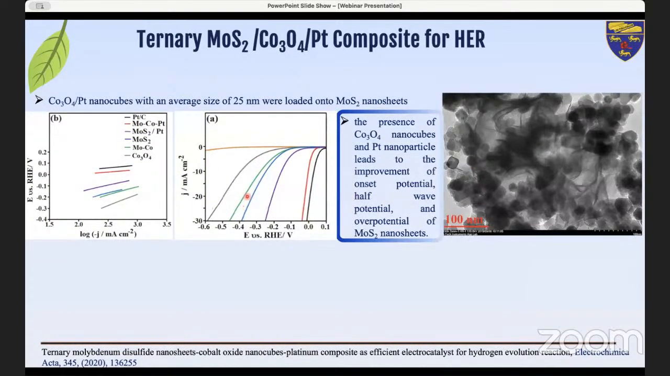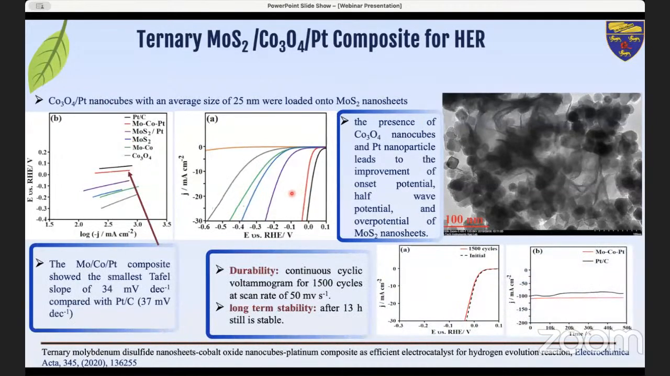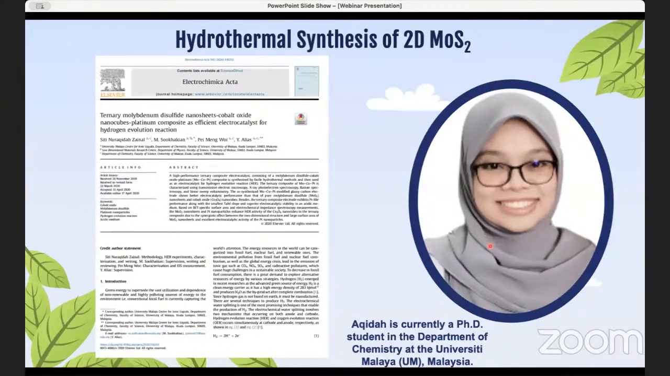Based on her result, you can see that the presence of cobalt oxide and platinum affects the HER electrocatalytic activity. And she also tested for stability and durability. Compared to commercial platinum, the composite actually shows higher stability and durability. After 1,500 cycles, the composite still shows good efficiency. And after 50K seconds, which means 13 hours, the composite was still stable. She published her research in Electrochimica Acta, I think 3 years ago. This is also a very good journal, impact around 6.5 or 7.